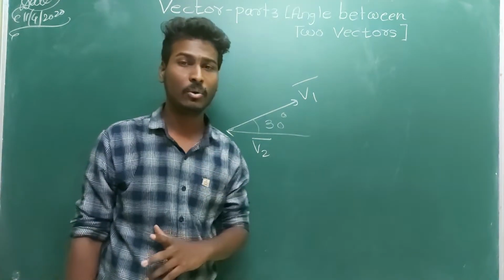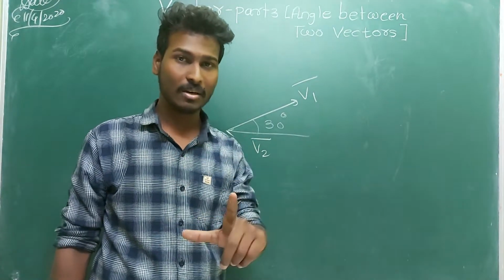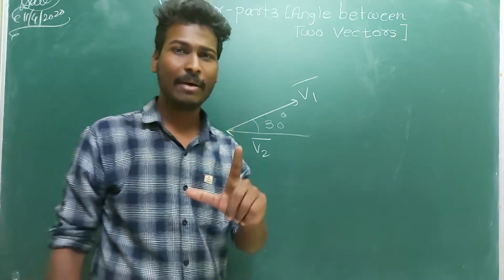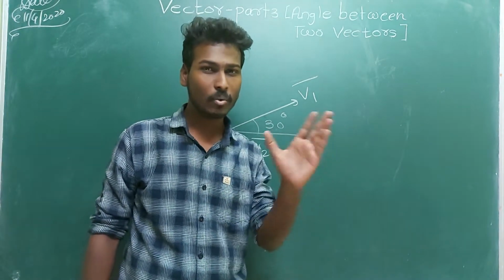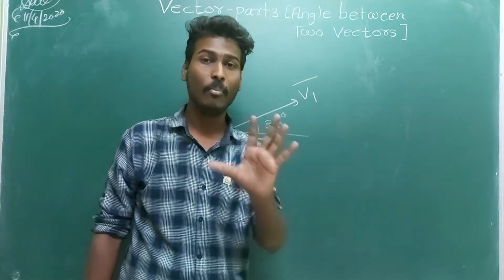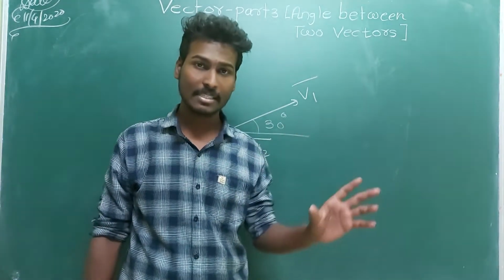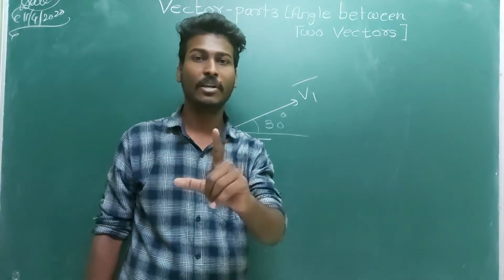I have already told you, whenever you are going to measure the angle between two vectors, you have to see the placement of head to head and tail to tail of the vectors. If it's not the case there, then you have to use parallel shifting of a vector.